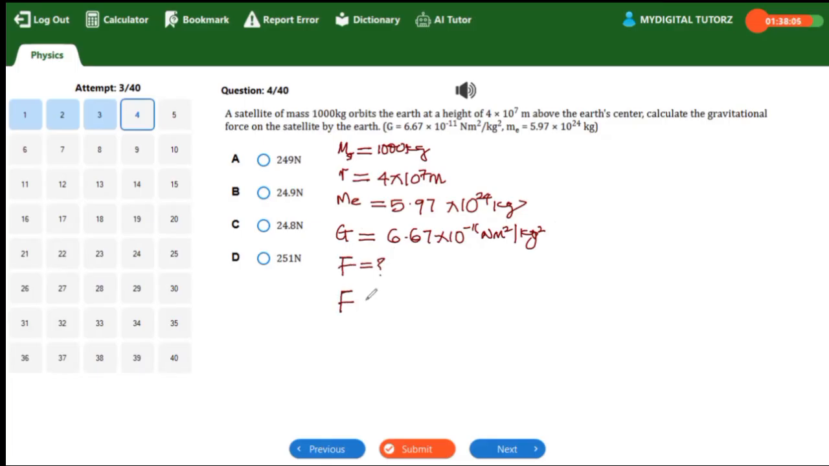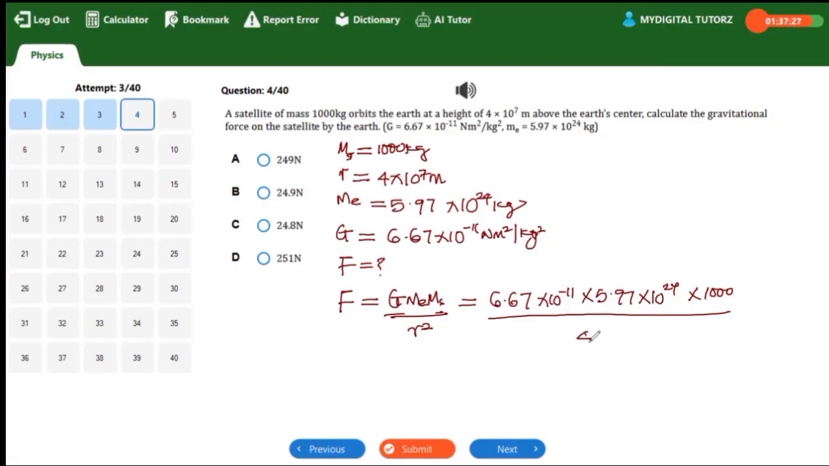So you recall the formula, you're looking for the force. Recall the formula that F is equal to what? G, mass of the Earth, mass of the satellite, all over r squared. So it's as simple as this. You just have to plug in your values. That is G is 6.67 times 10 raised to power minus 11 multiplied by mass of the Earth, which is 5.97 times 10 raised to power 24 multiplied by mass of the satellite, which is 1000, then all divided by the height, the distance, that is 4 times 10 raised to power 7, all squared.